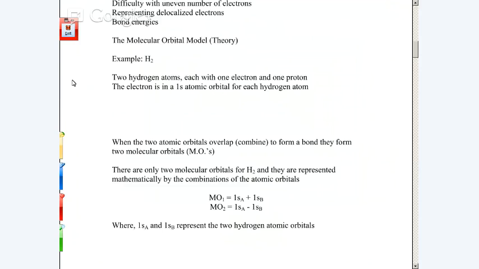Okay? So let's draw that. We're going to draw two 1s orbitals. We're going to call this 1sA for hydrogen A. And we're going to call this 1sB for hydrogen B. And let's just put an electron in there somewhere so we know that it's got an electron. Each of these has an electron.